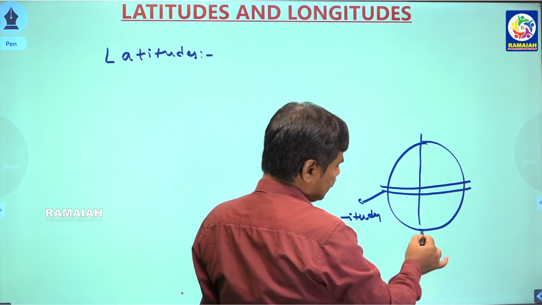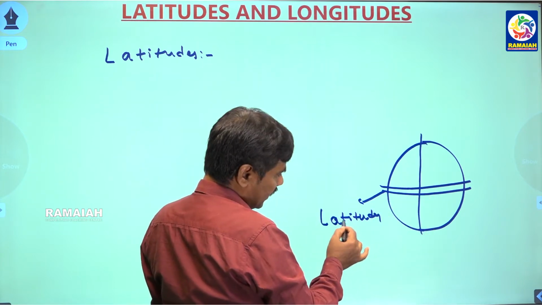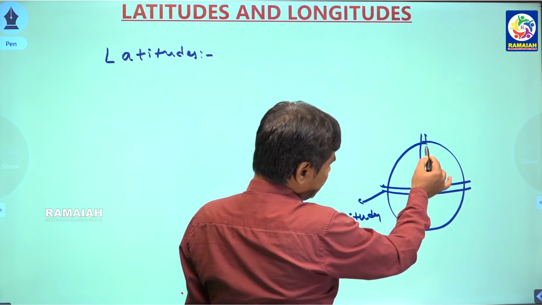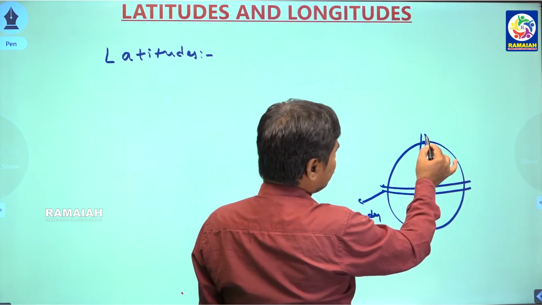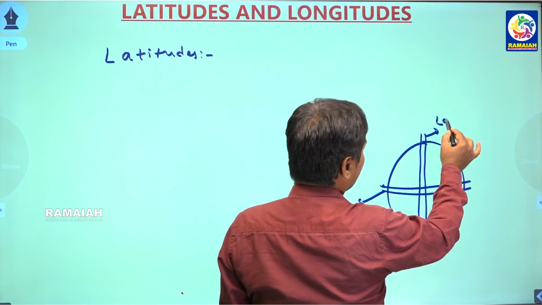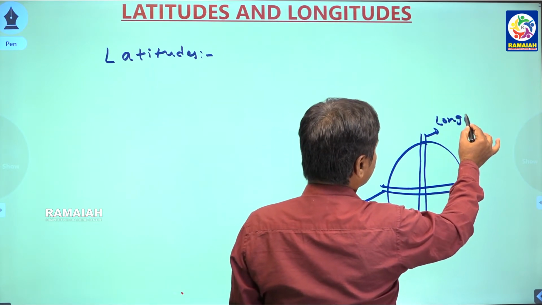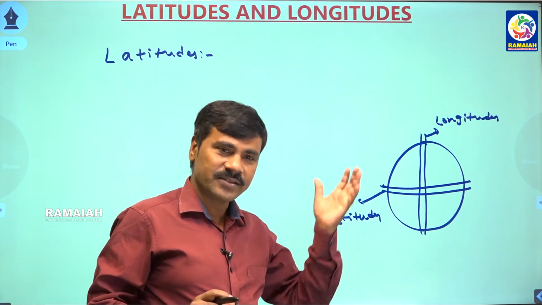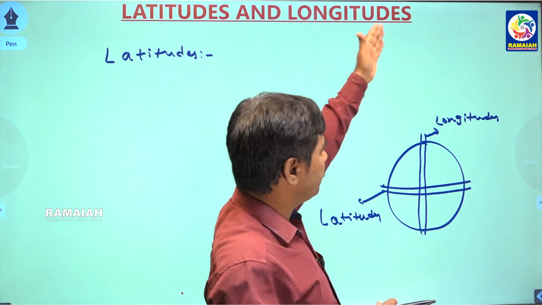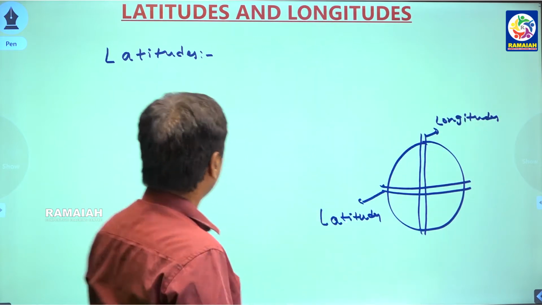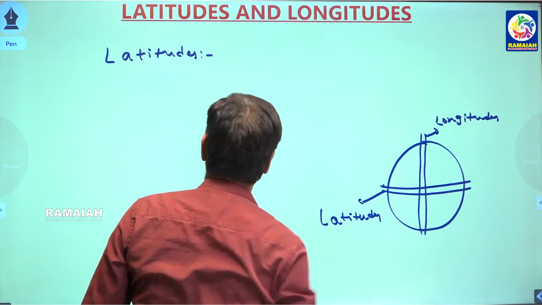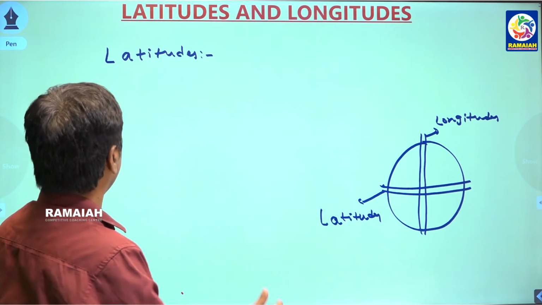These latitudes are drawn on the earth surface as horizontal lines. Lines drawn vertically on the earth surface are called longitudes. So latitudes are drawn horizontally, and longitudes vertically. They are all imaginary lines, drawn on the globe only.